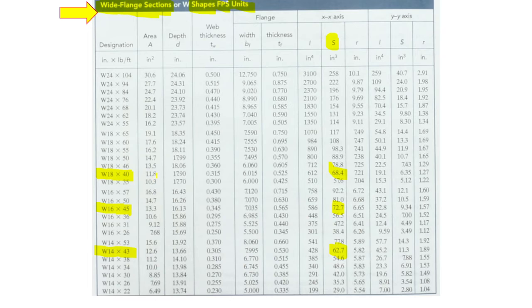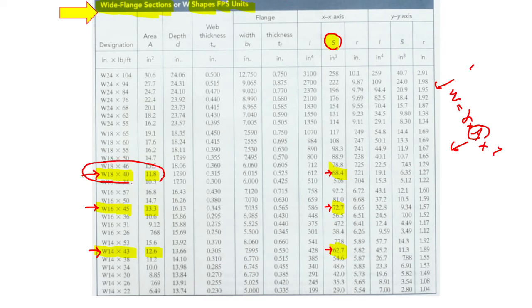Let's see here. This is 11.8. This is 13. This is 12. So again, if weight is gamma times A times L, the smallest area gives us the lightest section. So as you can see here, W18 times 40 gives us the smallest area, and that's also the smallest or lightest weight wide flange shape.